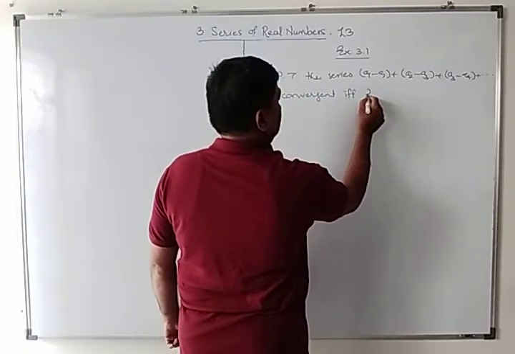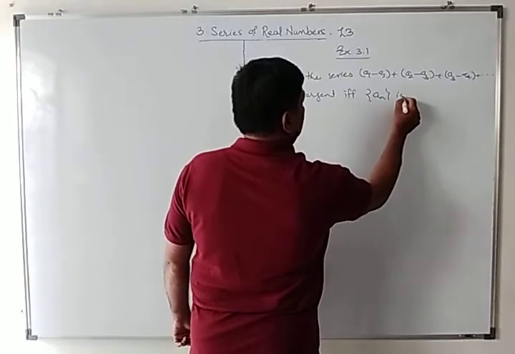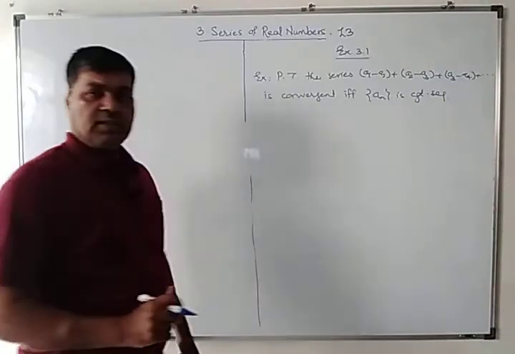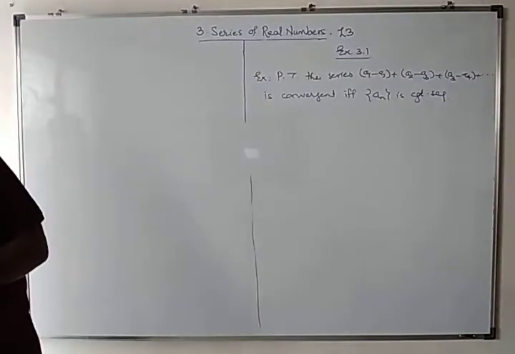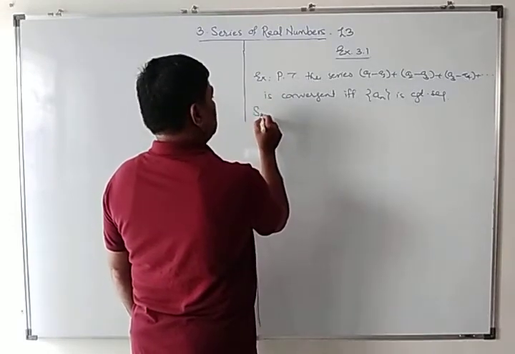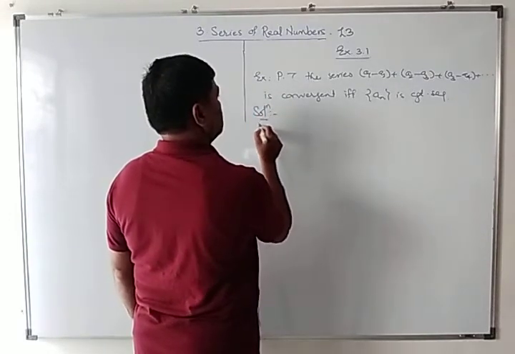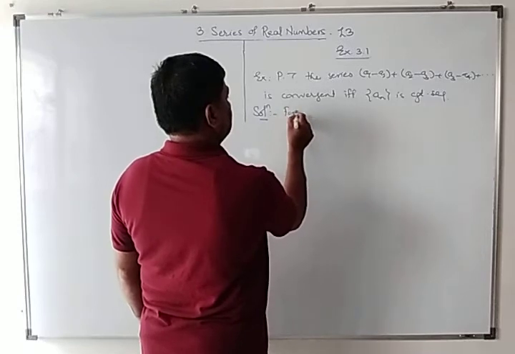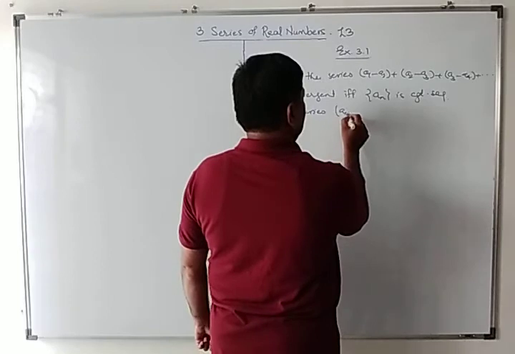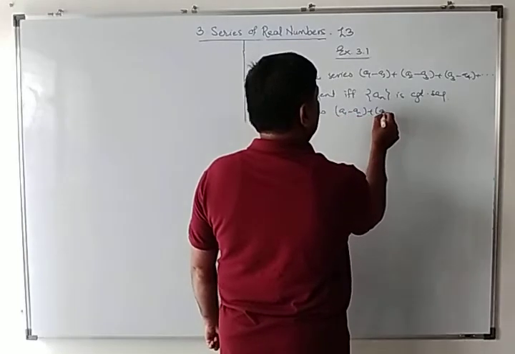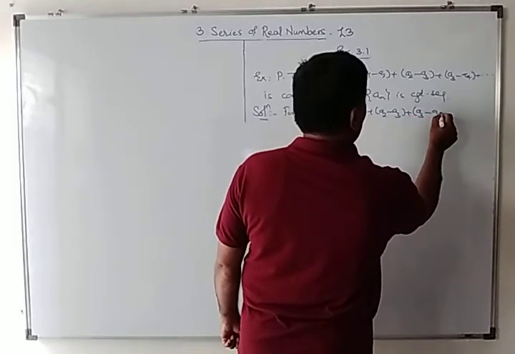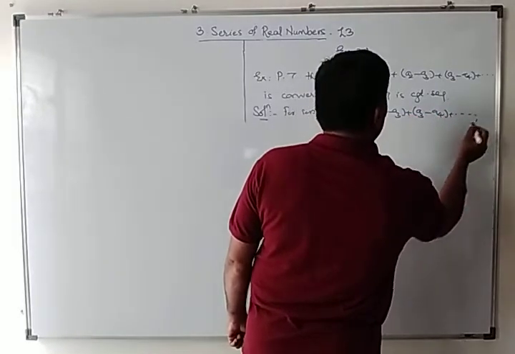is convergent if and only if a_n is a convergent sequence. Solution: for the series a1 minus a2 plus a2 minus a3 plus a3 minus a4 plus dot dot etc.